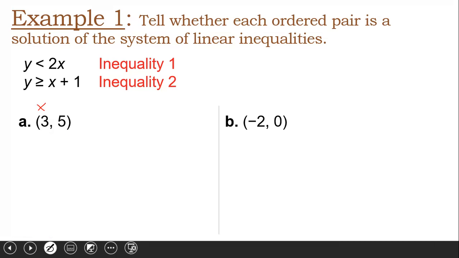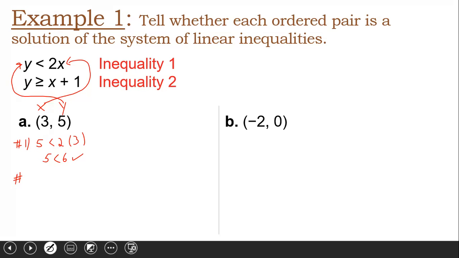We know that 3 is my x variable and 5 is my y. I'm just going to plug it in, and I have to plug it into both inequalities, and it has to be true for both of them. So let's plug in that y value of 5 and the x value of 3 into our first inequality. For inequality number 1, 5 is less than 2 times 3. So 5 is less than 6, and obviously that's a true statement.